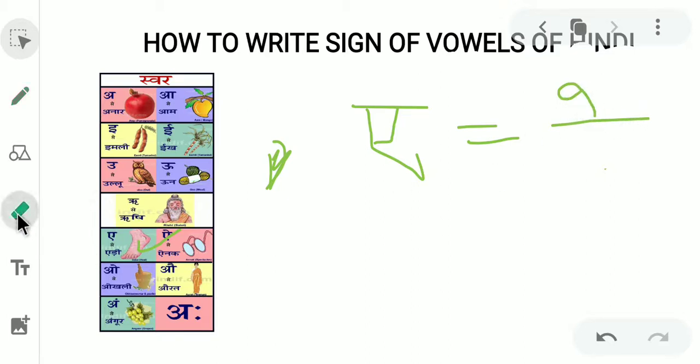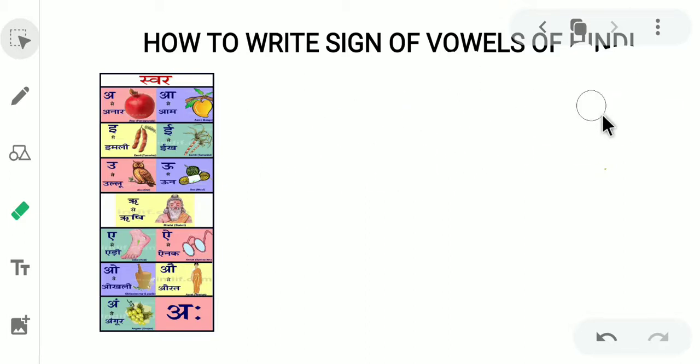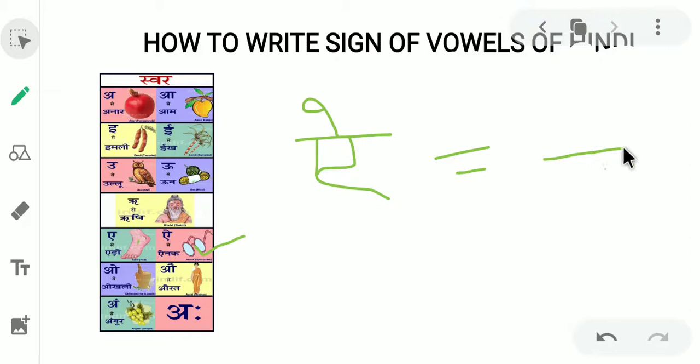Next I'm going to tell how to write the sign of I. For writing this sign you can write like this: double reverse 6. It is a sign like double reverse 6. So it is the sign of I.